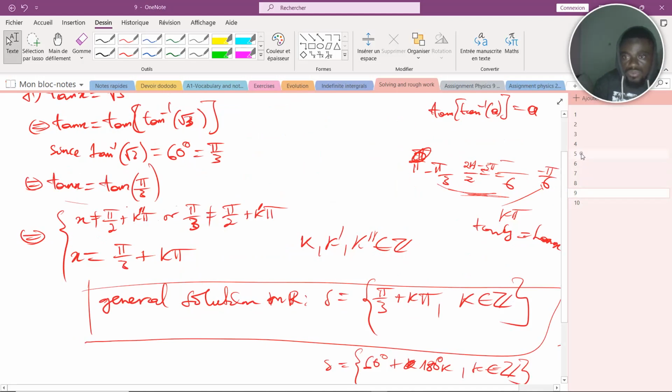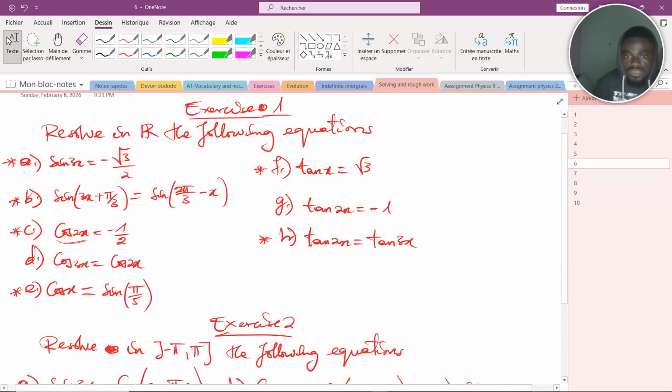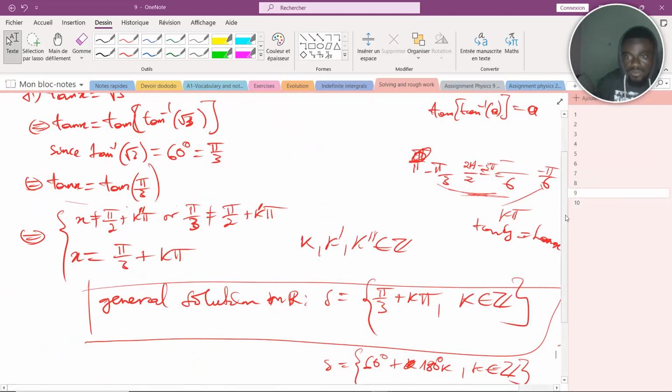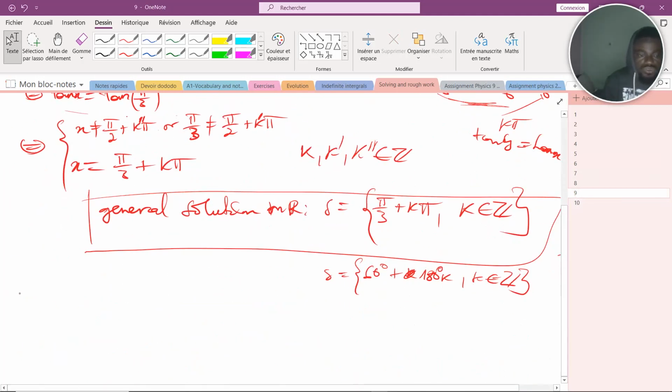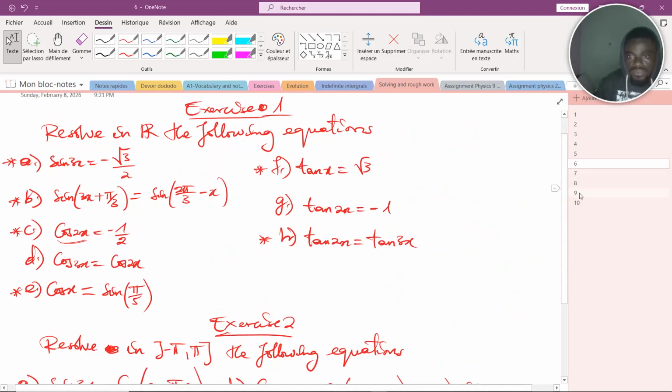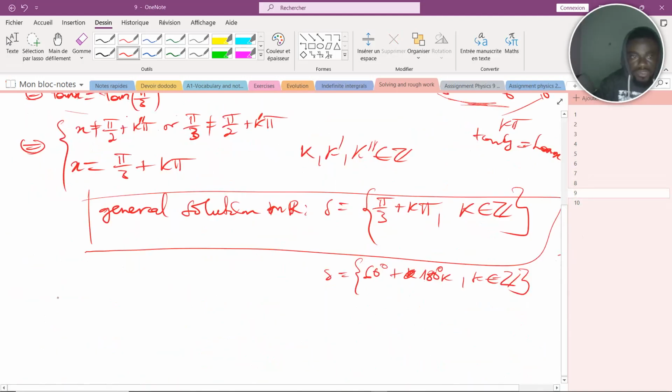Okay, let's go to the next question. The last question, we're going to solve tan 2x equals tan 3x. Let me go to the paper. So we have to solve. This is letter H. We have to solve tan 2x equals tan 3x. Is that okay?